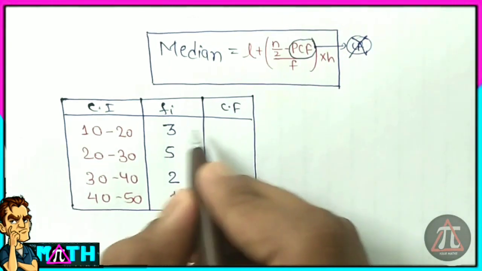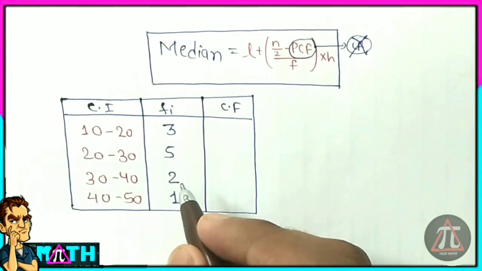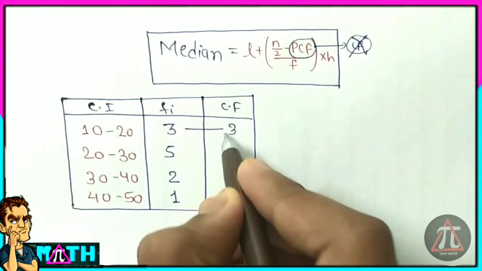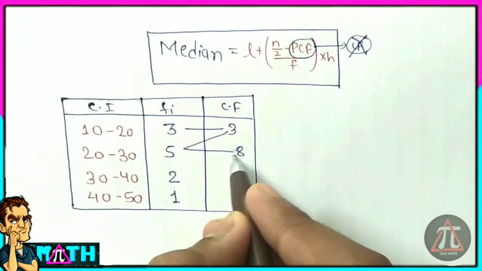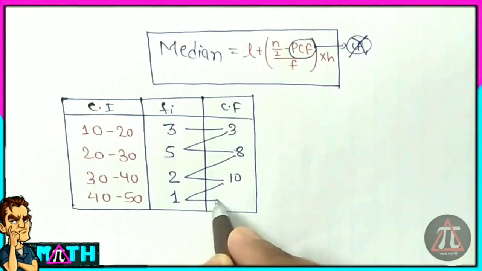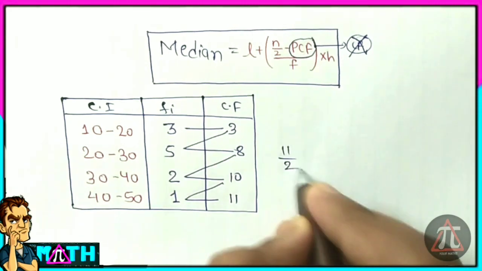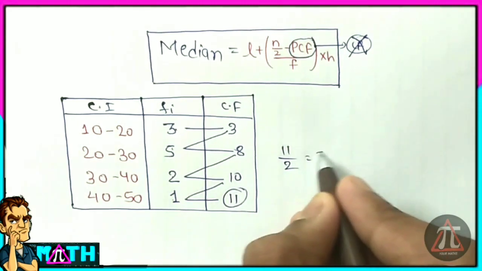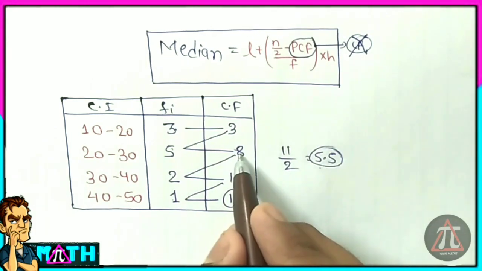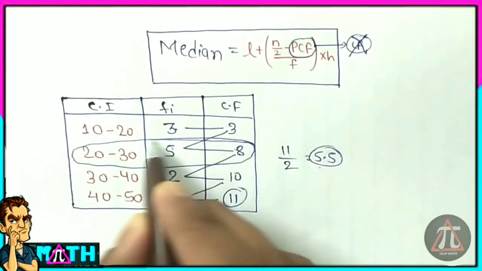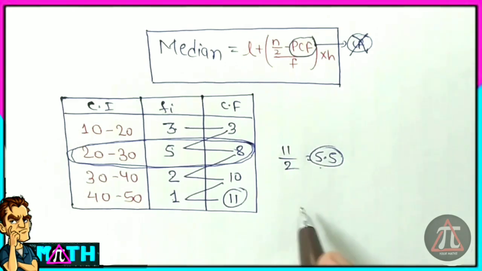Now this is our grouped continuous frequency distribution table, and now we have to write the CF values, which are like this: 3, this is 8, and 2, this is 10, and this is 10, 1, and that is 11. So mid frequency is our median, which is 11 by 2, 5.5, and which lies in this class range, as this class frequency lies in between 3 and 8. So this is our median class.